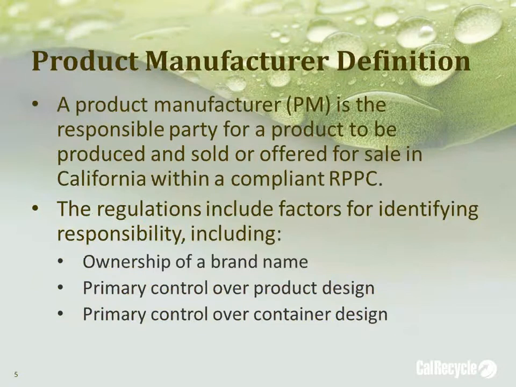As I stated previously, the focus of the RPPC program is on product manufacturers. When I refer to a product manufacturer, the regulations define it as any person, partnership, association, corporation, or any other entity that, through its own action or through contract or control, is responsible for the product produced and sold or offered for sale in California within an RPPC. Selling or offered for sale in California includes direct sales, retail sales, and remote sales through distributors, wholesalers, and the internet.